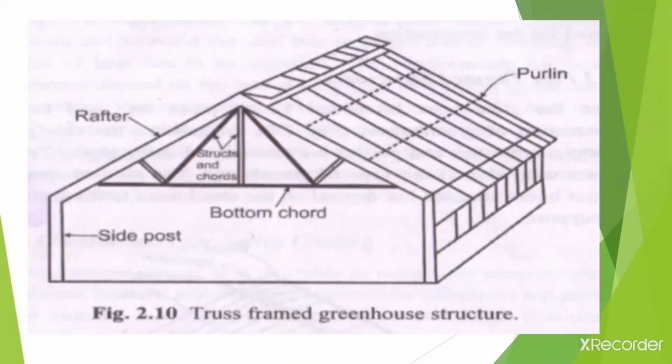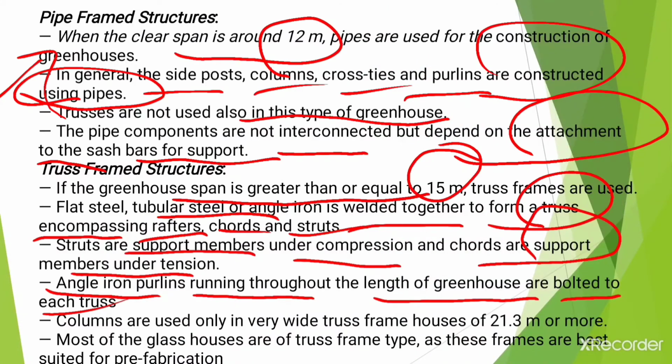Here, sorry, these are the purlins. Then this is the bottom chord, which is under tension, and struts are generally under compressive load. Then columns are used only in very wide truss frame houses of 21.3 meters or more. Most of the glass houses are of truss frame type, as these frames are best suited for prefabrication.